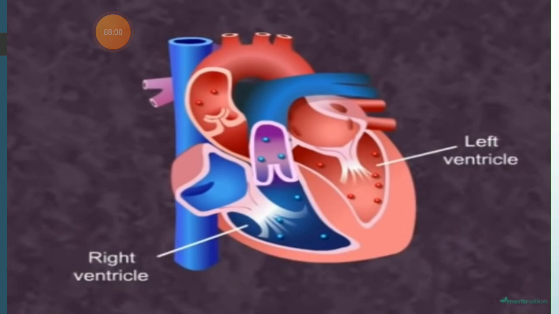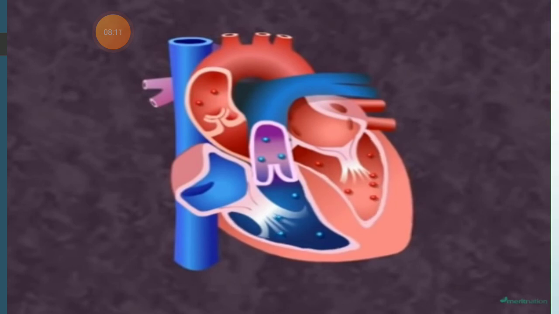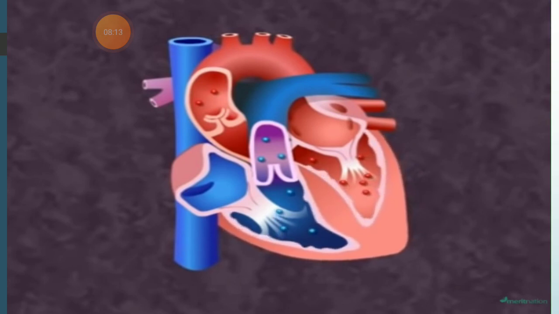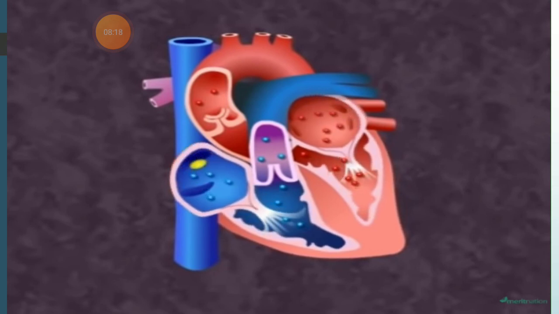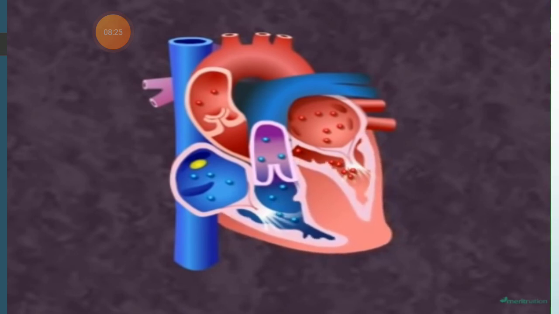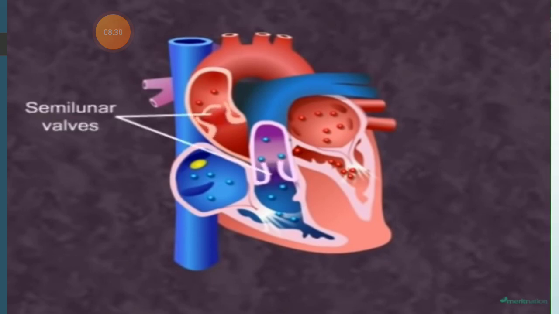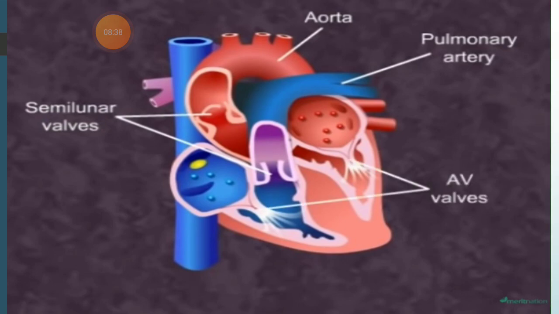The atria start to relax. The SA node sends a signal to the ventricles. The ventricles start to contract. Now the atria are relaxed. The tricuspid and bicuspid valves are closed. That is the lub sound. Now the semilunar valves are open. The blood is sent to the pulmonary artery and aorta.